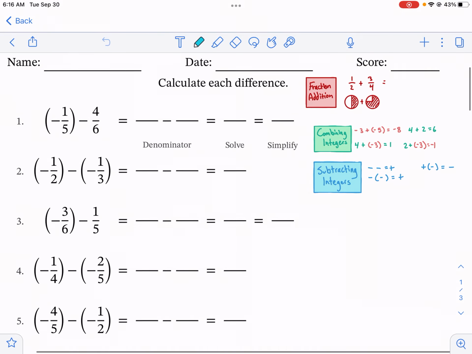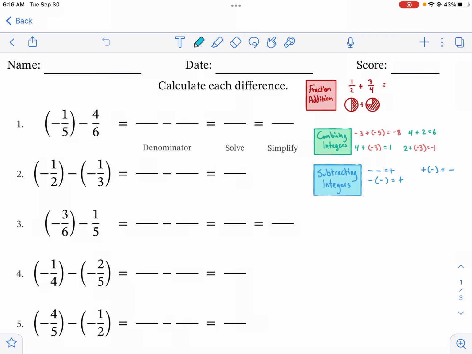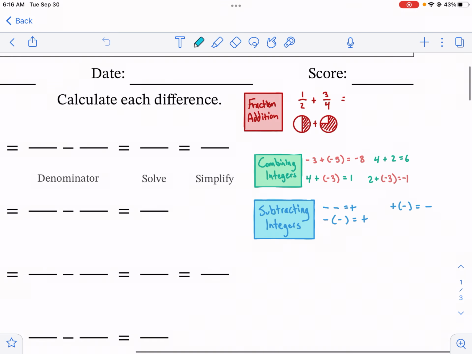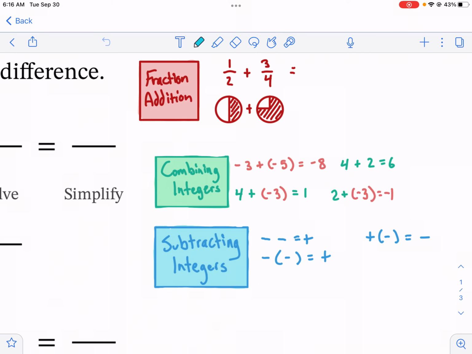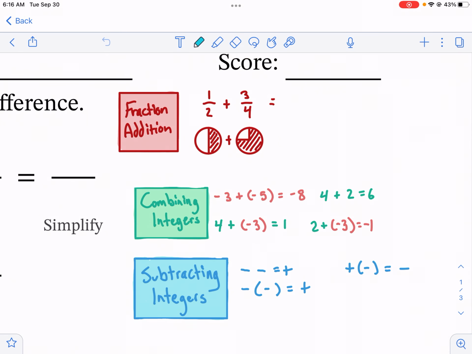So before we get started, there's a couple things we need to cover. Number one, I would encourage you to check out the adding negative fractions video. But if you don't have time, I'm going to give you a quick crash course. Several things we need to know. Number one, we need to understand fractions.